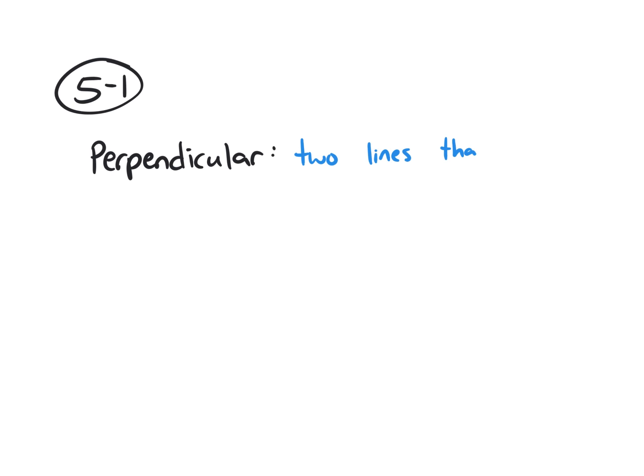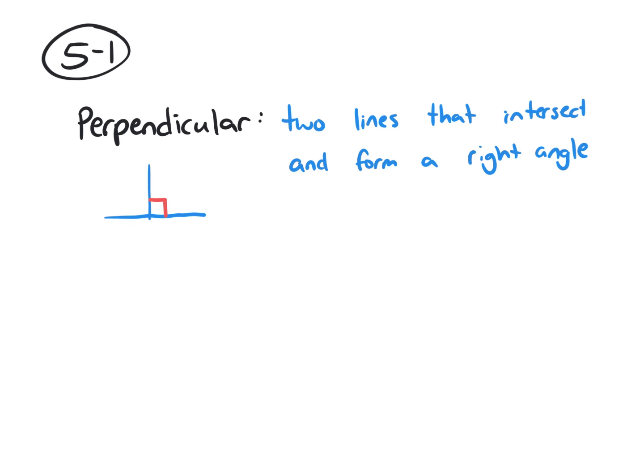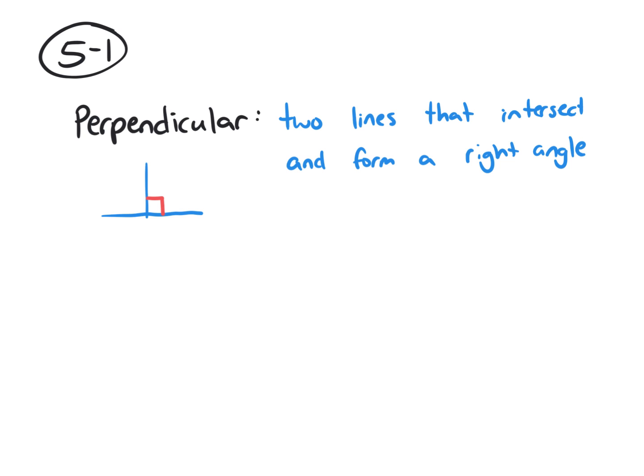that intersect and form a right angle. What do we know about a right angle? 90 degrees. If I draw a picture here, I have two perpendicular lines. Remember, that's the symbol for perpendicular there. They form a right angle. Okay, so that is perpendicular. Nothing has changed there from what we've talked about in the past.